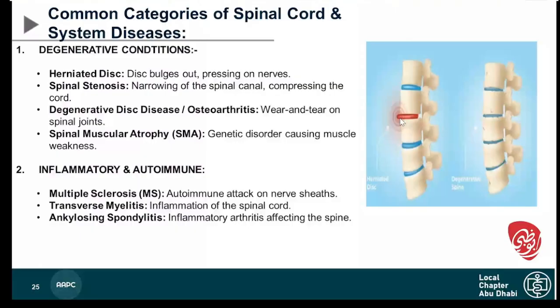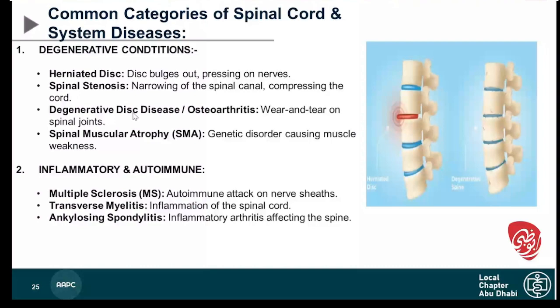Then what is spinal stenosis or spinal canal stenosis? That means the narrowing of the spinal canal. That will compress the spinal cord because the space in the spinal canal becomes narrowed, and spinal cord compression may happen. For that also, surgical correction is required if physiotherapy and other conservative management do not work. Then comes degenerative disc disease or osteoarthritis, that is wear and tear on spinal joints.